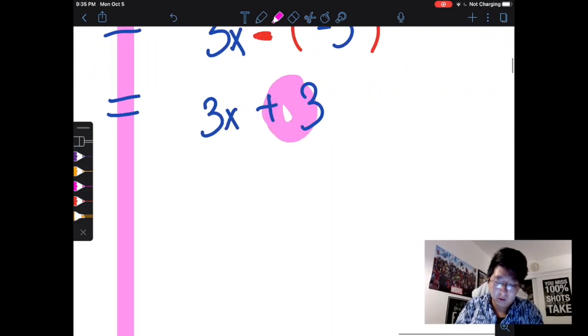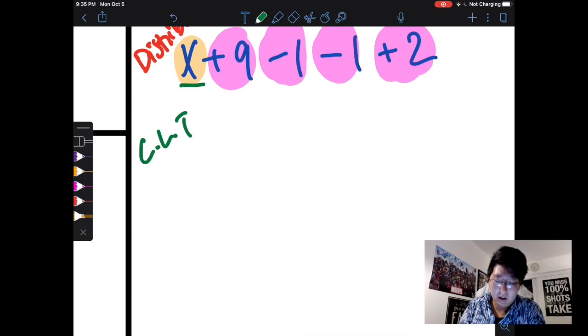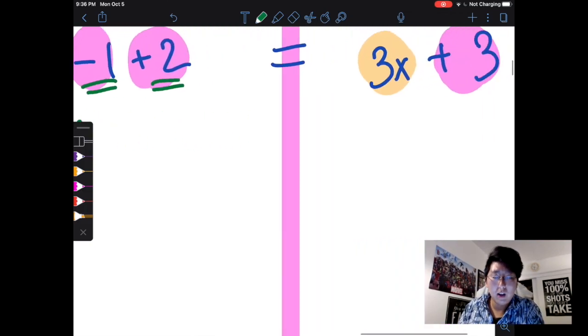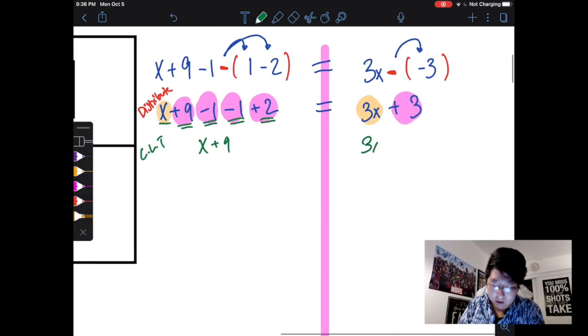Over here we have just unit tiles and x tiles. And on the right side we're going to notice there's nothing really to combine. So let's look. Combine x's. There's only one x. 9 minus 1 plus 2. So 9 minus 1 is 8. 8 minus 1 is 7. 7 plus 2 is 9. So plus 9. x plus 9 on one side, and on the other side we have 3x plus 3. Nothing really changed.